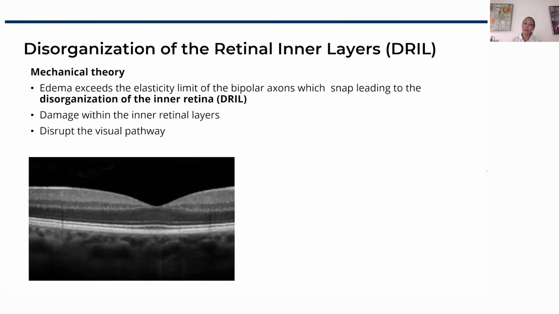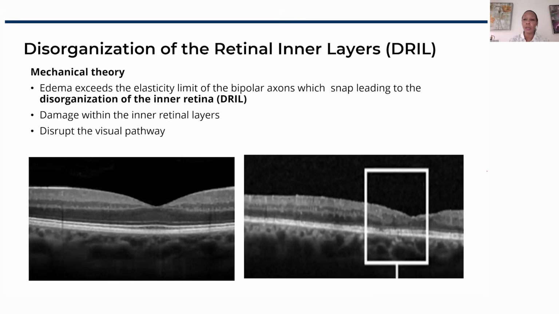So the mechanical theory is that probably the edema just exceeds the elasticity of the bipolar axons, which snap, and then it just causes disorganization of the inner retina. But you definitely have damage there, and that damage disrupts the visual pathway. So you don't see clearly, as you do in an OCT, the different hyperreflective and hyporeflective layers. You actually realize they're all disorganized. So let's look for that on OCT because it gives us an idea, one, of a prognostic factor of the visual acuity and also how severe the damage is to this retina.